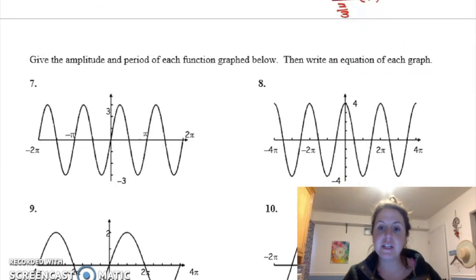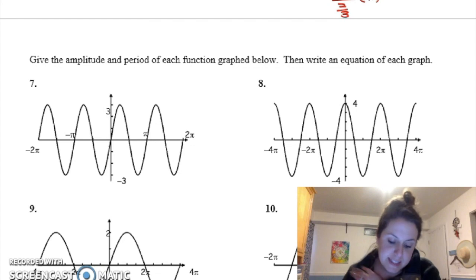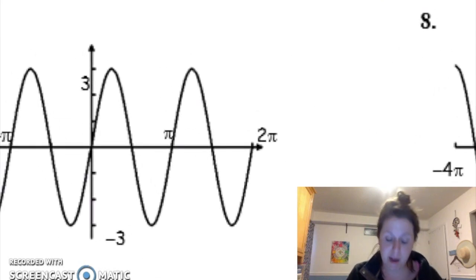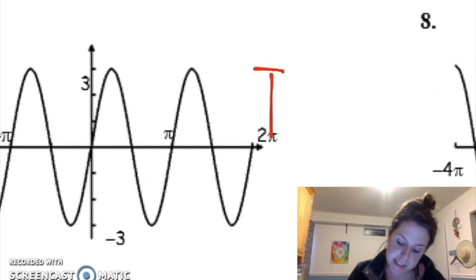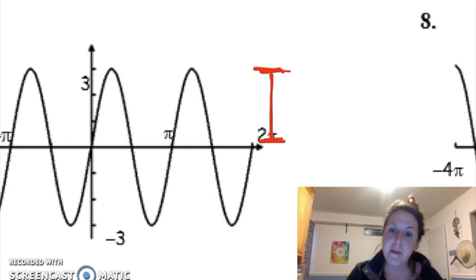Okay, let's do this from some graphs. So I want to find amplitude and period, and then try to write an equation. So on number 7, let's look at this. Your midline's at 0. So the amplitude here is the distance from the center to the top, and that is 3. So A equals 3.